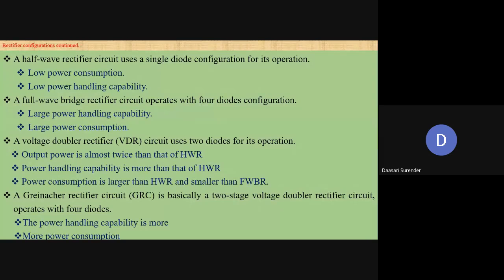The output offered by the voltage doubler rectifier is almost double that of the single diode rectifier circuit, and the power handling capacity is also more compared to the single diode rectifier circuit. And finally, the Greinacher rectifier circuit is basically a two stage voltage doubler rectifier configuration. The power handling capability is more, but it suffers from more power consumption.